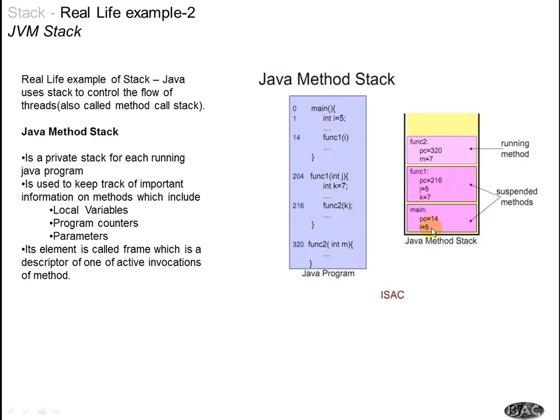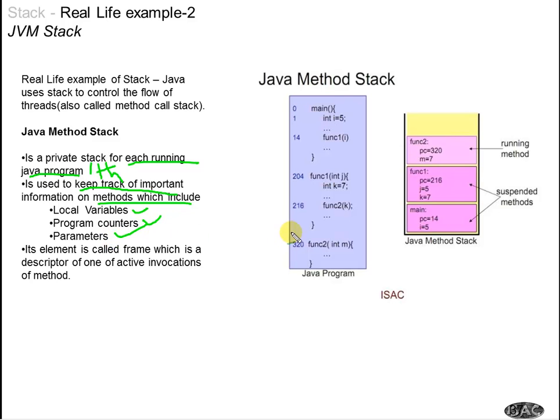Another example of a stack is the Java virtual machine stack itself. In Java, the JVM uses a Java method stack, and the Java method stack is basically a private stack for each running Java program or thread. For each thread, there is a separate stack. It is used to keep track of important information on methods, which includes local variables, program counters and parameters.